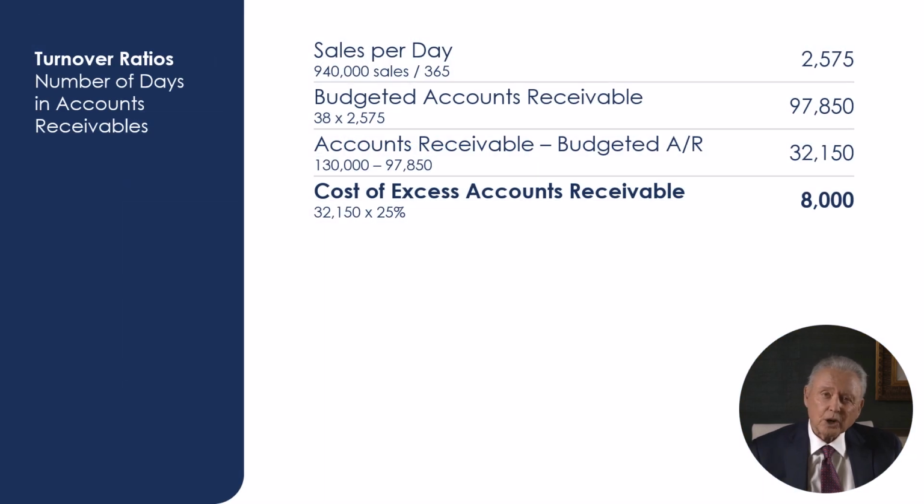Let's calculate the actual cost of excess accounts receivable. First, sales per day. 940,000 divided by 365 equals $2,575. Now take 38 days, multiply by 2,575, we get budgeted accounts receivable of 97,850. Our actual accounts receivable is 130,000. Subtract budgeted, and we get 32,150 in excess receivables. Now multiply that by 25%. That's $8,000 in cost. With total net profit of $35,000, that's over 20% of our earnings.